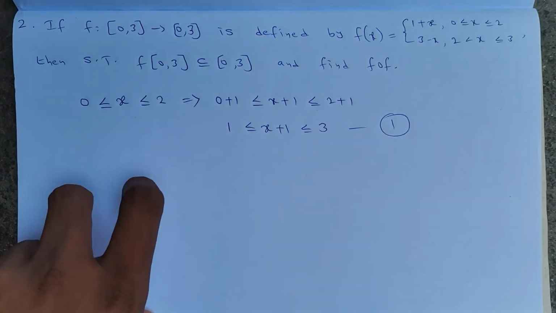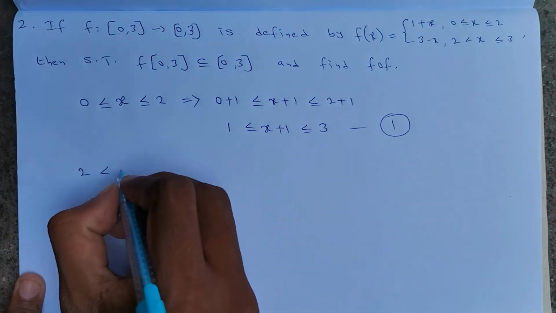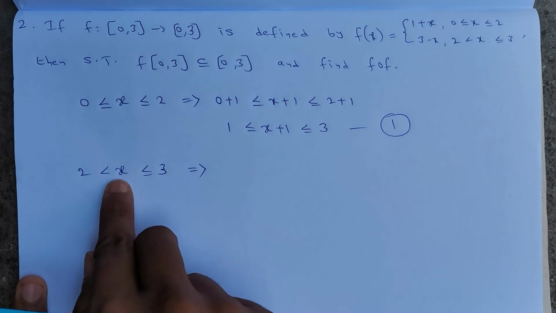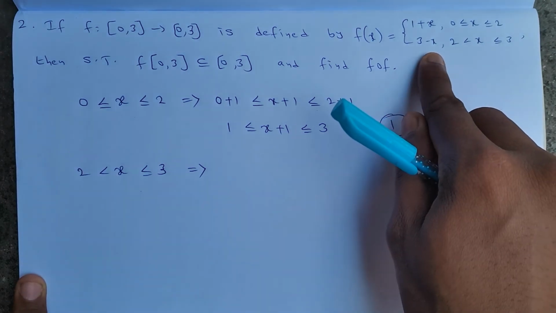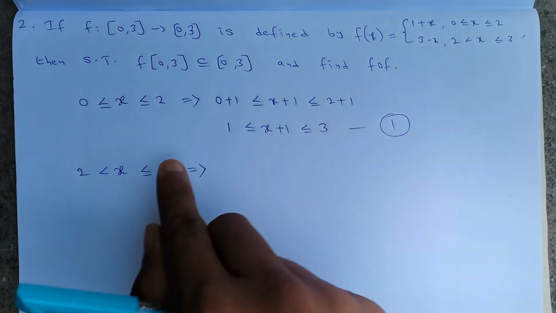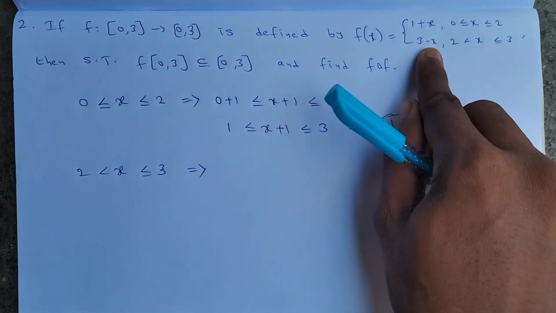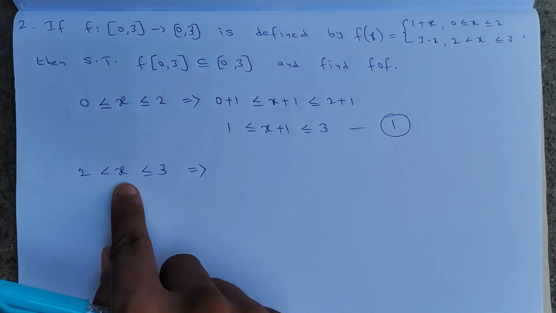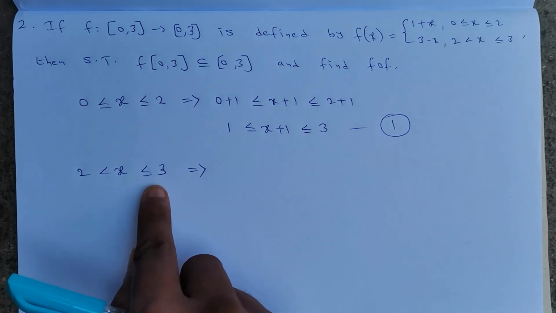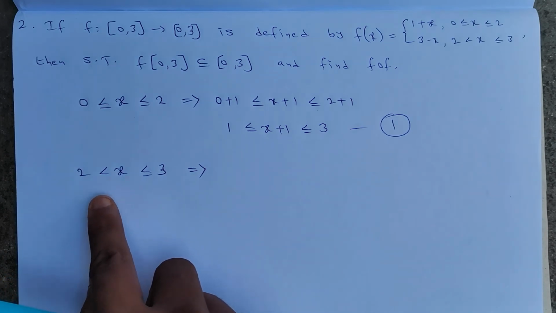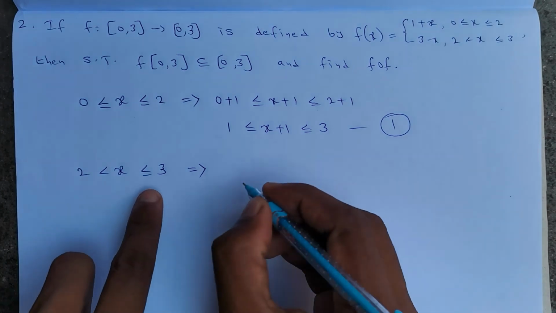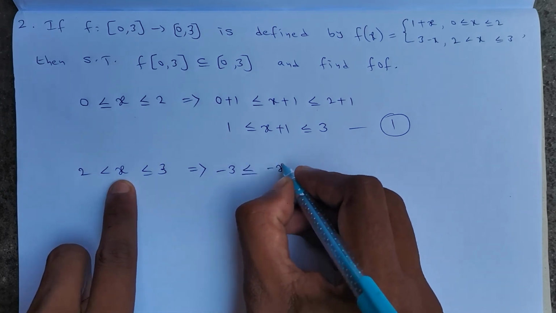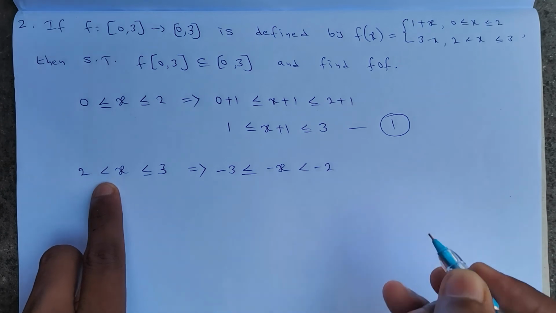This is equation 1. Next condition, 2 < x ≤ 3. Here x is there, but here 3 − x is there. Observe it clearly. This is x, this is −x. So to get the −x, I will apply a minus sign to everything, but if we observe the minus, the inequalities will change. So write in reverse. This +3 will become −3 ≤ −x < −2.